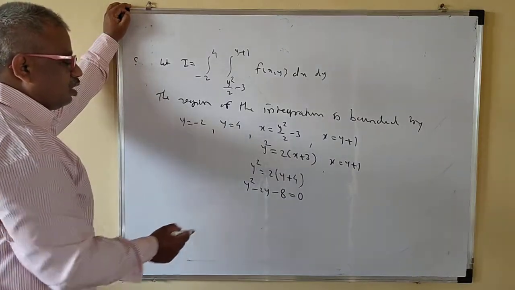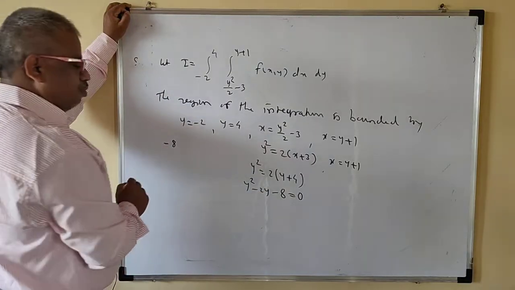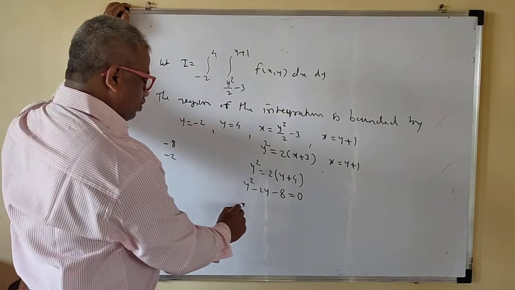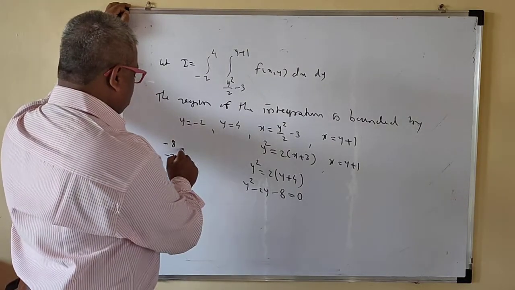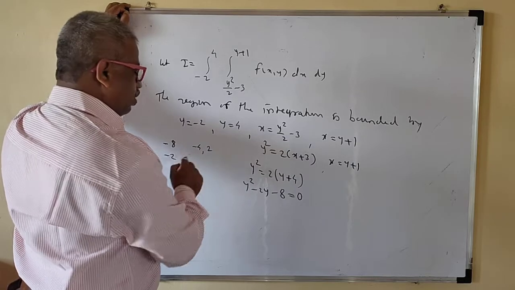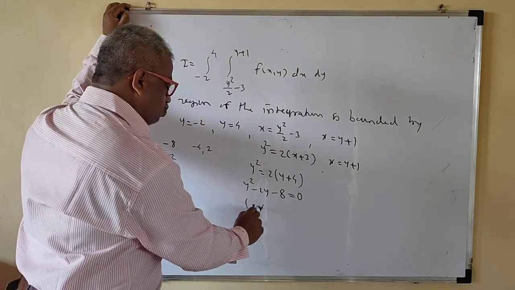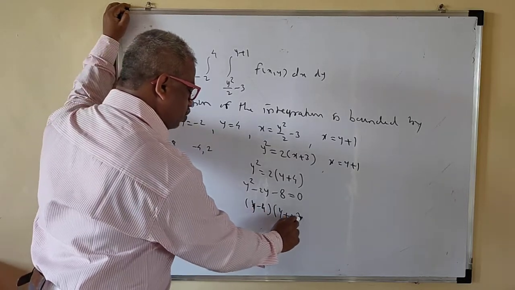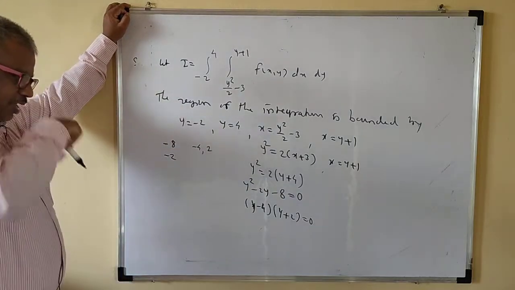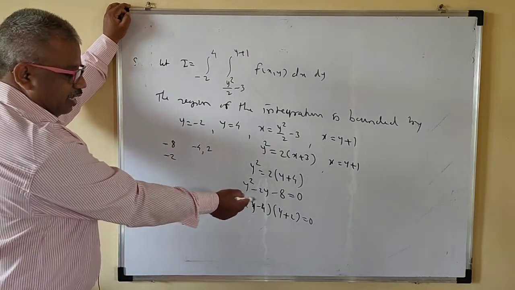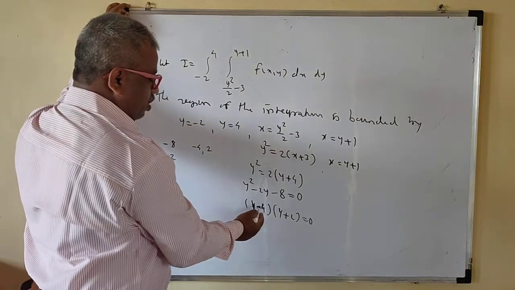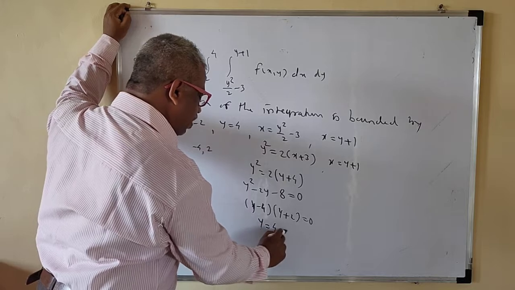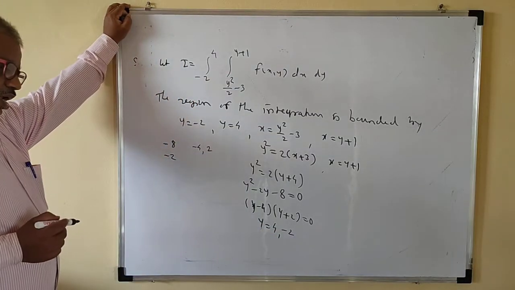The product is minus 8 and the sum is minus 2, and the coefficient of y square is 1. The product is minus 8 means minus 4 and 2. So this will be y minus 4 into y plus 2. Directly you can write this factor: y square twice y minus 4y, so we get this. So y is equal to 4 and minus 2.